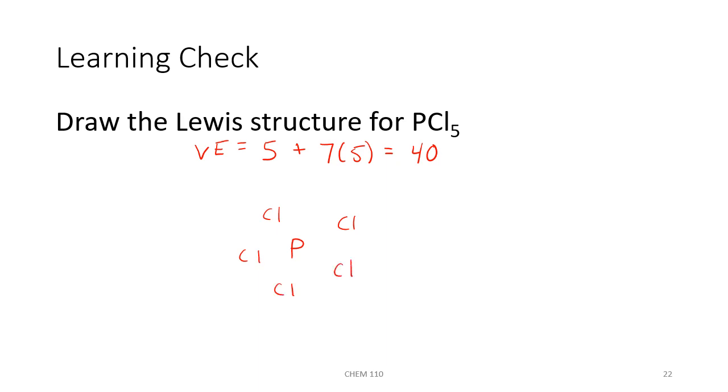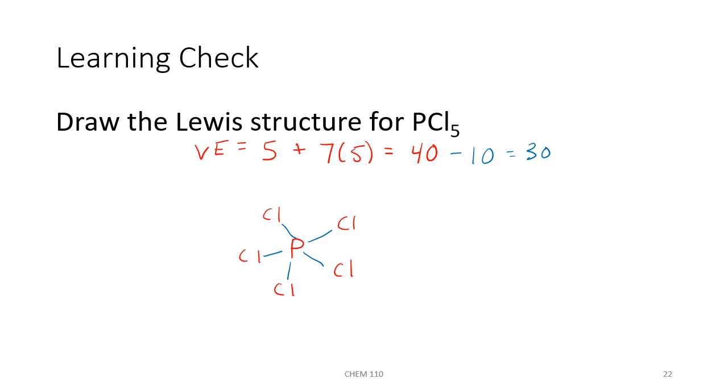And notice when we draw our skeleton structure, just connecting each of our chlorine atoms with single bonds, since each single bond is 2 electrons, we've used up already 10 electrons. So we have 30 electrons that remain, and our phosphorus has more than 8 electrons around it. It has 10. That's okay because phosphorus can have an expanded octet due to it having those d orbitals available to have extra electrons around it.